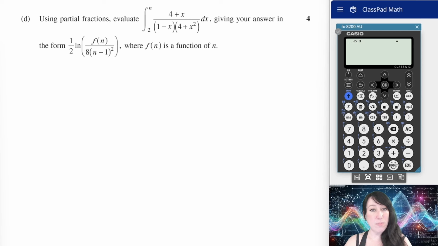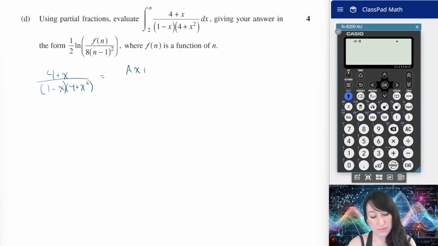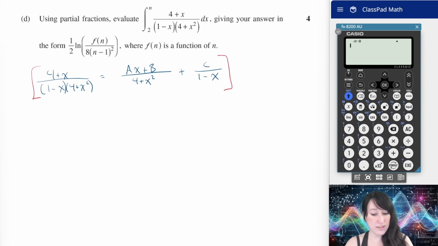Alright, let's start with partial fractions. So one of the factors in the denominator is an irreducible quadratic. So our numerator could be linear. The other factor is linear, so the numerator would be a constant. Now the way I work these out is I multiply everything by the full denominator on the left.